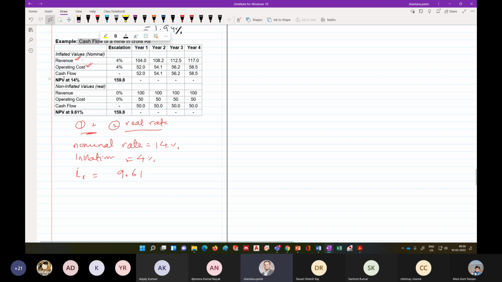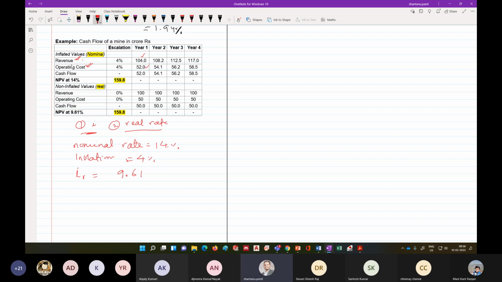What I'm saying is, there are two ways to look at this cash flow in your mind. You either go for the nominal rate, or you consider the real rate. If you calculate your NPV, the point is they will be the same. So for the first example, let's say in year one, the revenue is 104 and the operating cost is 52.